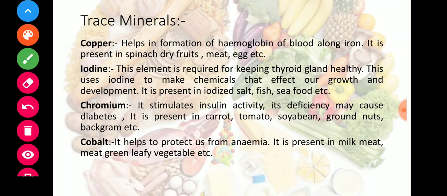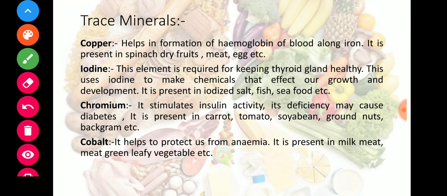Iodine, this element is required for keeping the thyroid gland healthy. The thyroid uses iodine to make chemicals that affect our growth and development. It is present in iodized salt, fish and food.